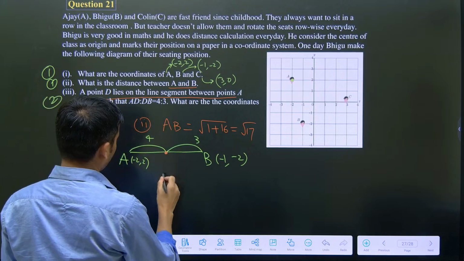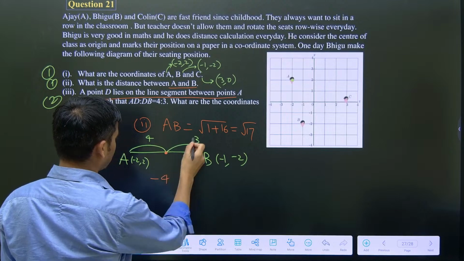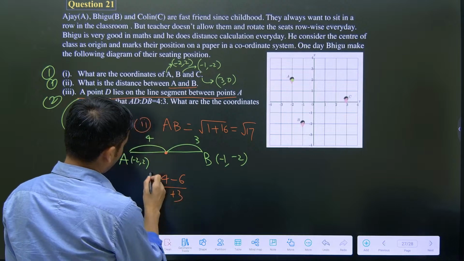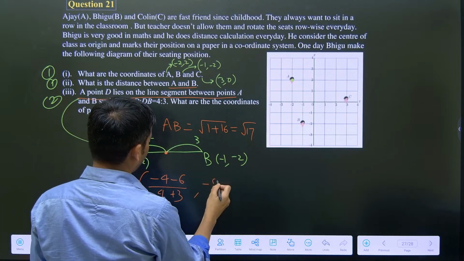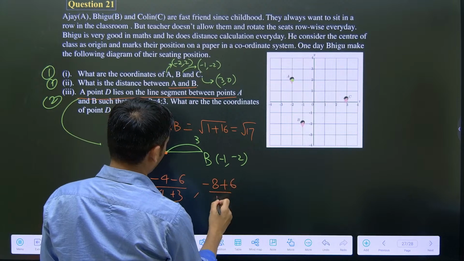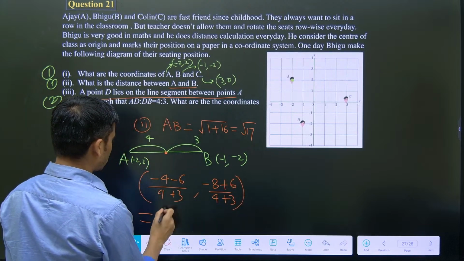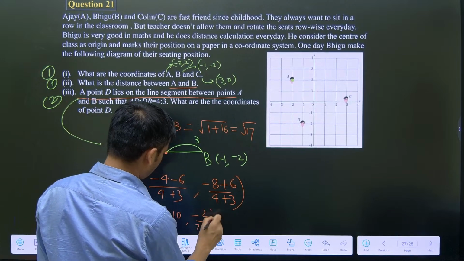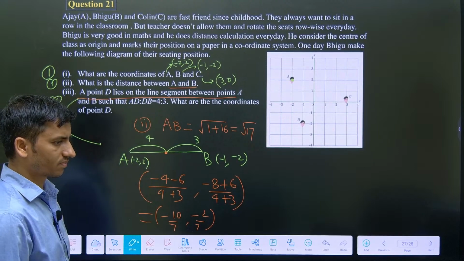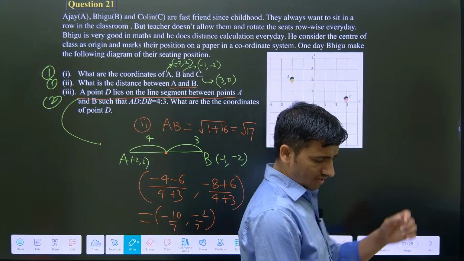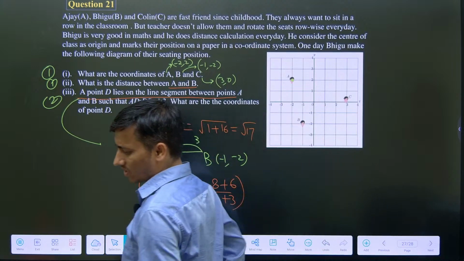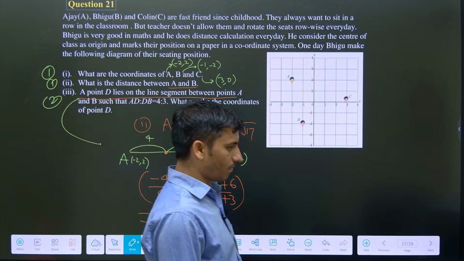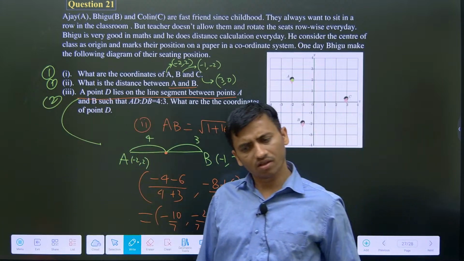So the coordinate of this point, 4 into minus 1 minus 4, 3 into minus 2 minus 6 upon 4 plus 3, comma 4 into minus 2 minus 8 plus 6 upon 4 plus 3. That's going to be minus 10 upon 7, comma minus 2 upon 7. That's the coordinate of the point D. Right? This is very easy, right? This chapter is relatively easy, but if you have more questions, practice them. And from that website we have uploaded some questions of this chapter as well. Please solve them.